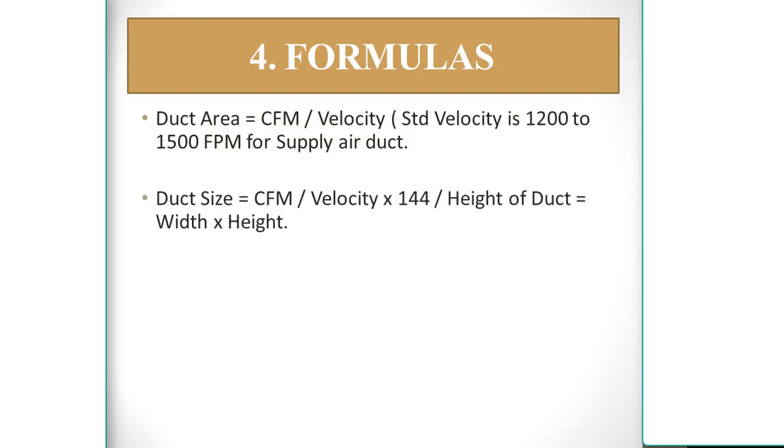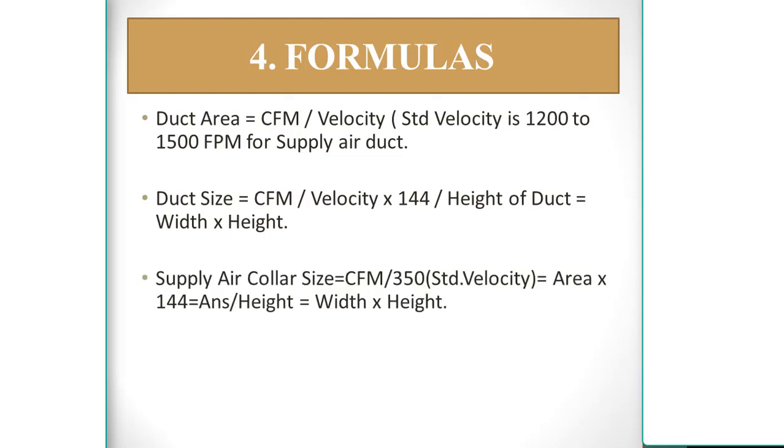Duct size. How to calculate the duct size? The duct size is equal to CFM divided by velocity into 144. Now what is this 144? This 144 is the square inch. Now by calculating all this, divide it by the height of the duct. So you will get the width into height. So finally we want the width, and now we are getting the width into height.